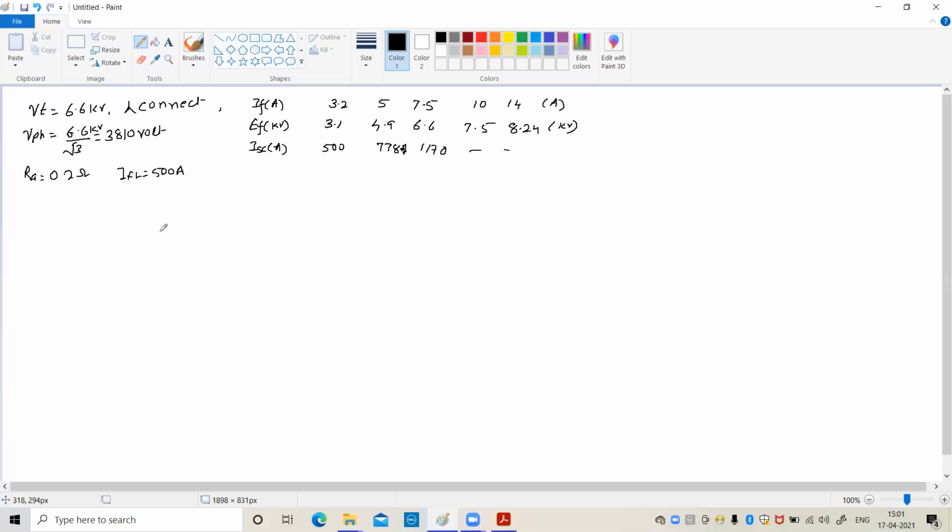And we want to calculate the voltage regulation by the EMF method and the MMF method at 0.8 power factor lag. So this is the data given. First we will solve by the EMF method, and then by the MMF method. So first is the EMF method.